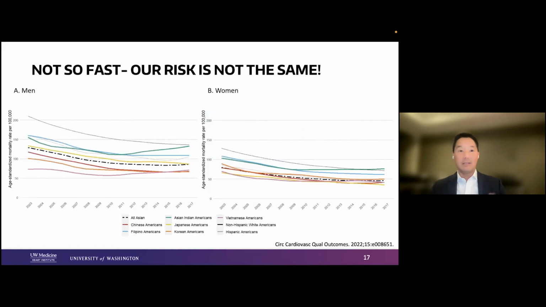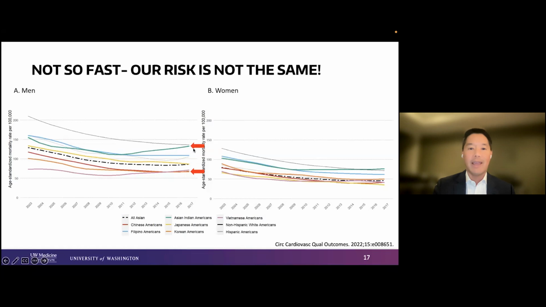However, when we look at this study that recently came out last year from Dr. Shah at Northwestern, you can see some alarming trends. This is looking at cardiovascular mortality between 2003 and 2017, and this is, again, disaggregated data. What you can see here is that for this Korean patient, let's say, Koreans are highlighted here in orange, cardiovascular mortality for Korean American men is actually quite low.